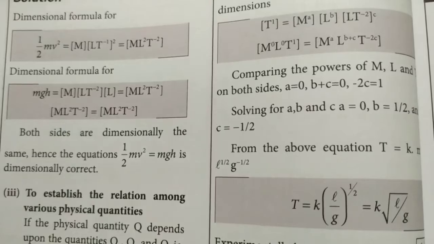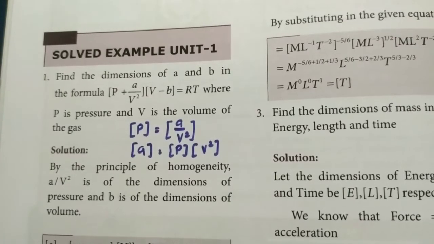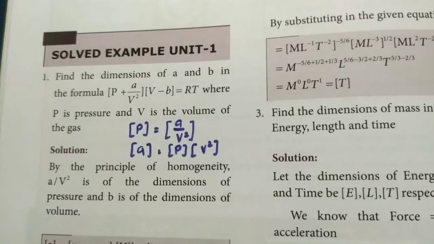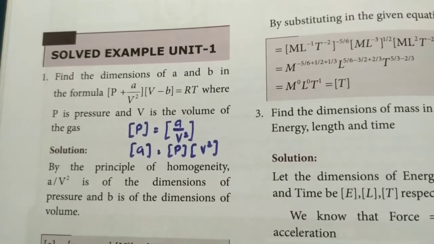Understood? Take page number 266. Read out the first problem. Find the dimensions of a and b in the formula (P + a/V^2)(V - b) = RT, where P is pressure and V is the volume of the gas.